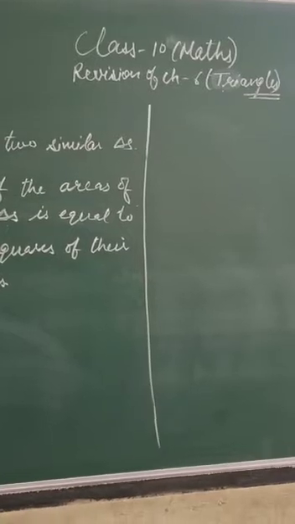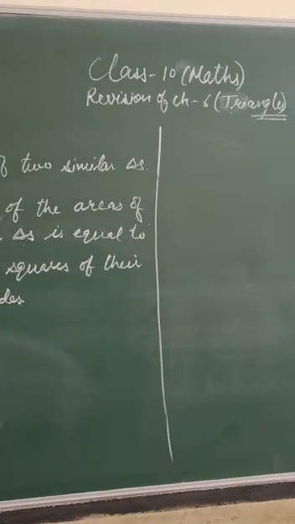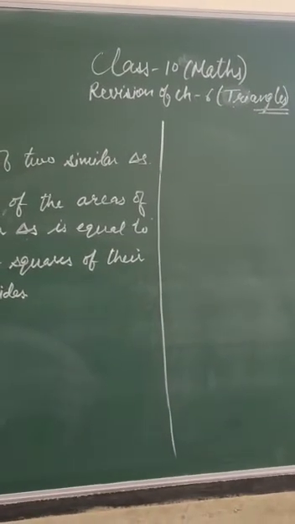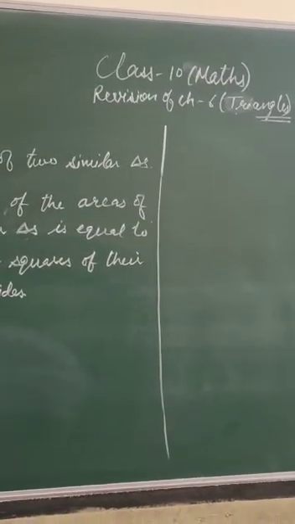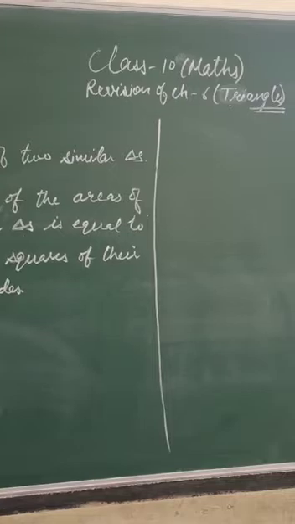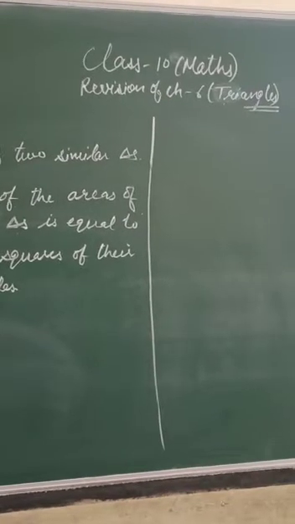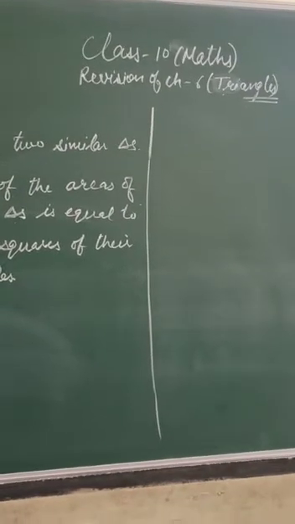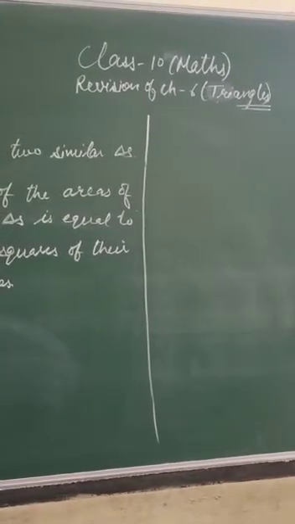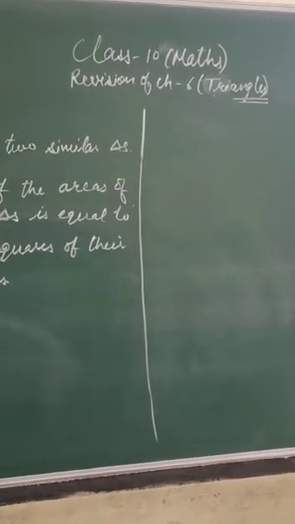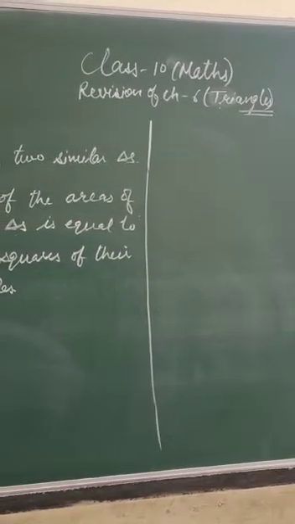Dear students, I hope you are all good and have completed the previous revision of chapter number 6. In 6.1 to 6.3 we discussed the similarity concept and the criteria of similarity. Today we will discuss the ratio of the areas of two similar triangles. That theorem's proof is cut off from the syllabus, so we will not do the proof, but we have to do the related questions.